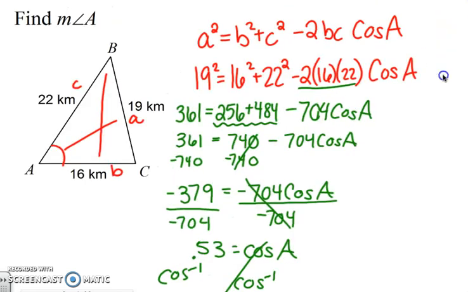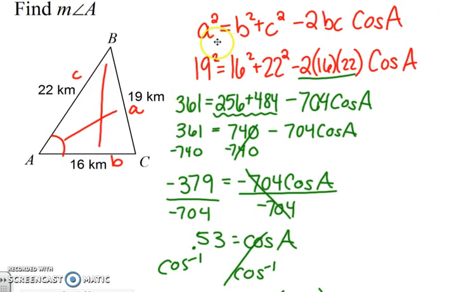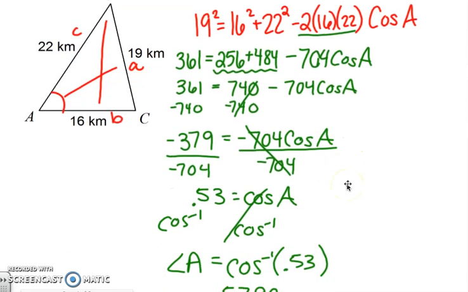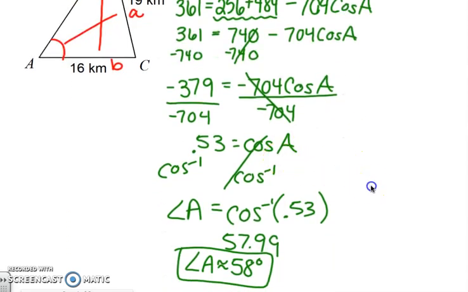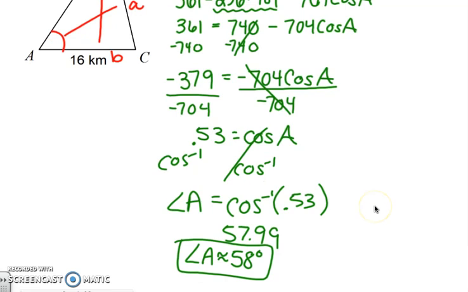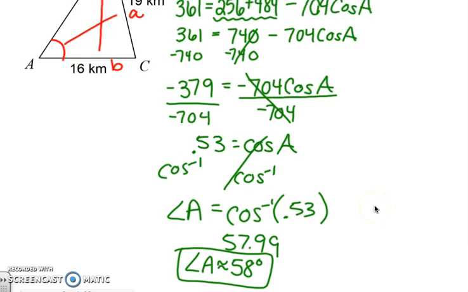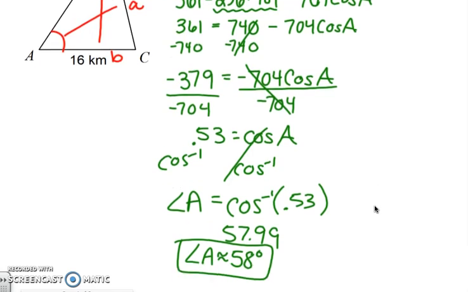Okay? So again, to review that, I substituted in my values. I evaluated them, so I typed in 19 squared, 16 squared, 22 squared, and then all these three numbers. I combined like terms in the same side, and then subtracted them over. Lastly, I divide by the number in front of the cosine of A. Then you take the inverse cosine to get a degree measure. Okay, so not gonna lie, that's probably the hardest these get, finding an angle measure.